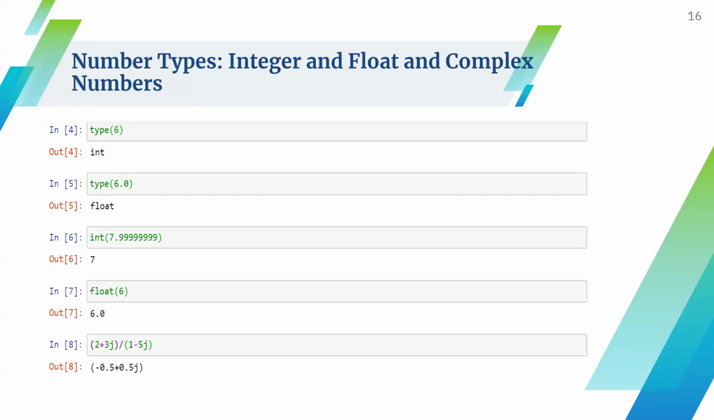Now see here, type of 6. I want to know what type this is. It immediately displays this as integer type. Type of 6.0, it is a decimal value. When it comes to a decimal value, it will be represented as float here.